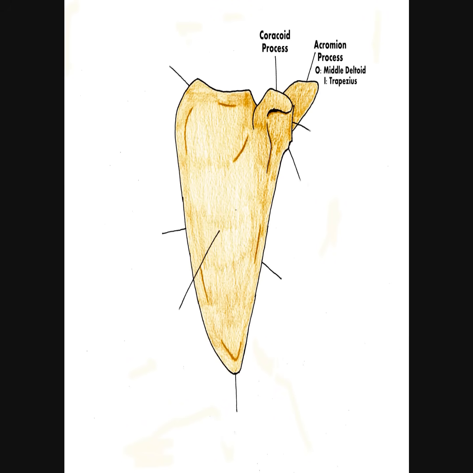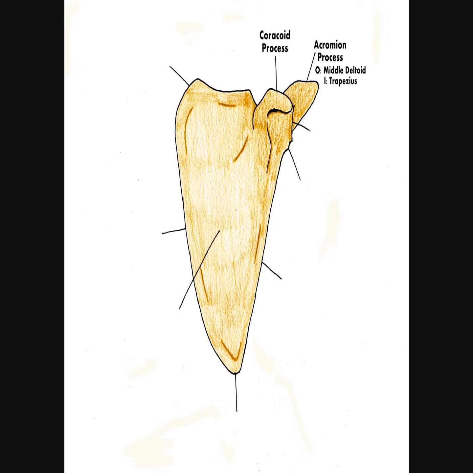The first one that originates is actually named after the coracoid process. This muscle is the coracobrachialis. Coracobrachialis originates on the coracoid process. The second muscle that originates on the coracoid process is responsible for flexion of the shoulder, flexion of the elbow, and supination of the forearm. It has two heads. It is the short head of the biceps brachii. Remember that, short head, not long head, short head.